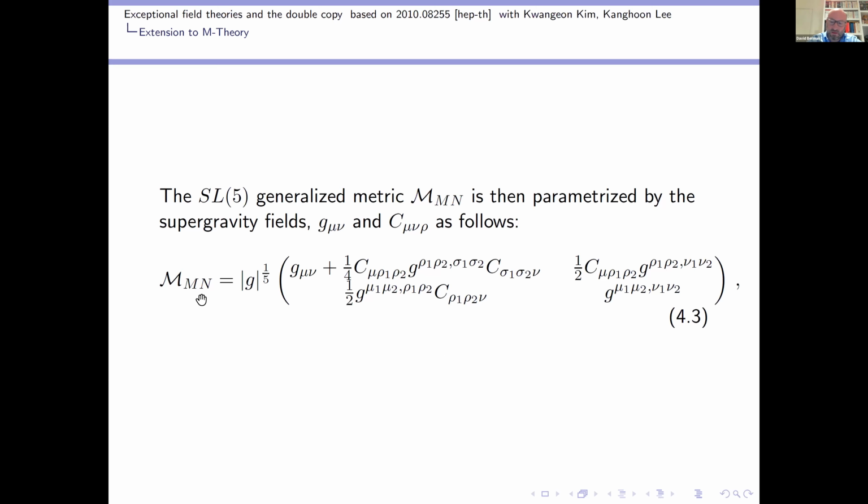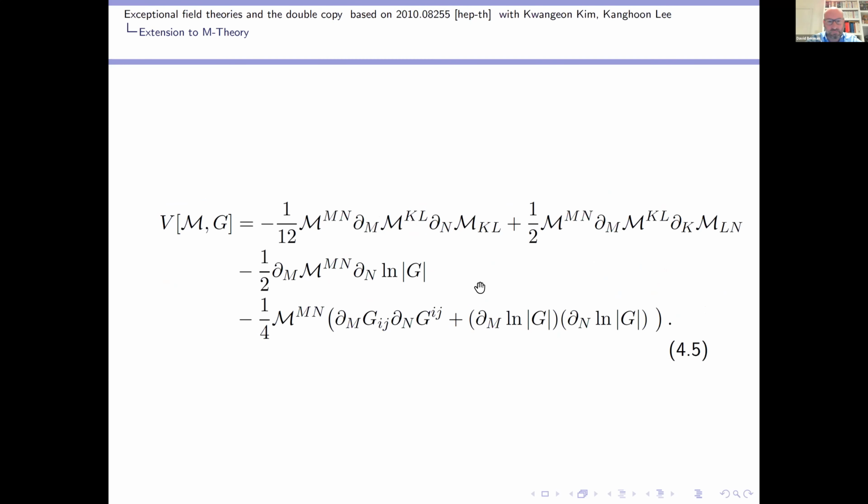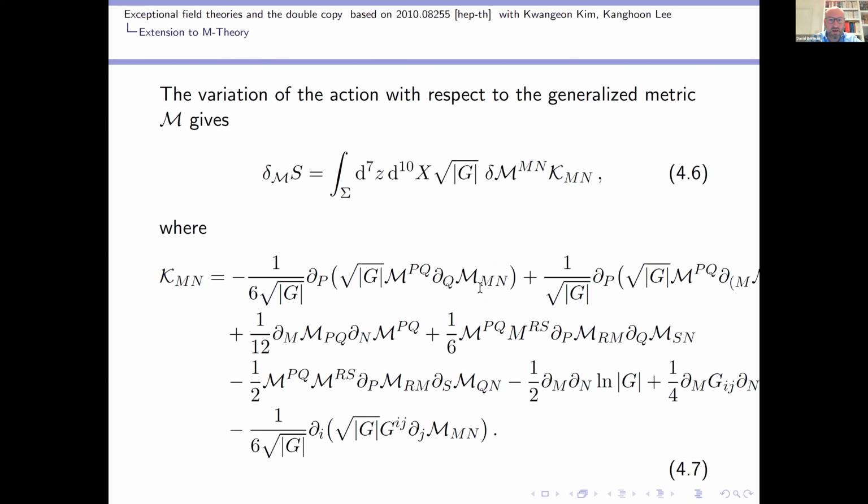Okay. So, and then you can then use that metric, and then people did a lot of work and wrote down actions for this thing. This is the action. More details about the action. I'm just showing you these things exist. And then the equations of motion are given by a variation of this action.